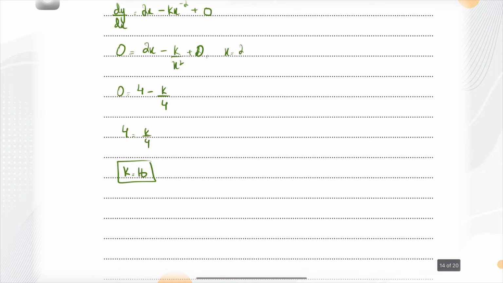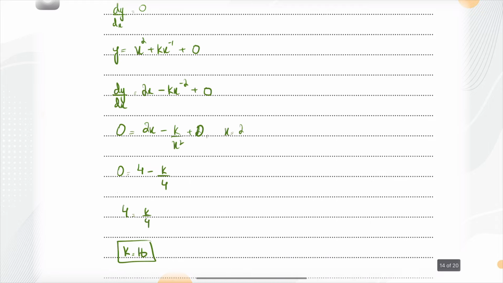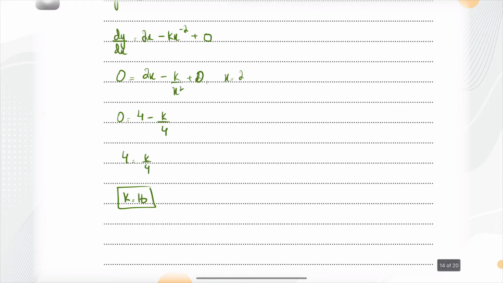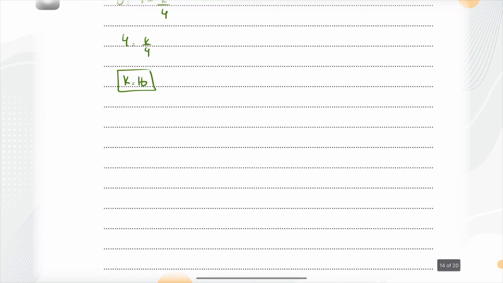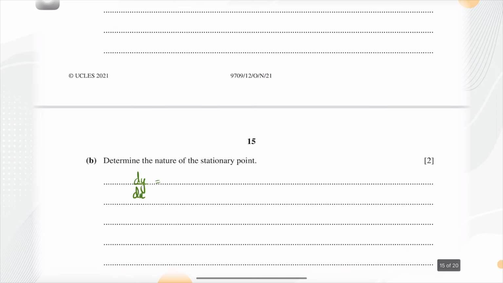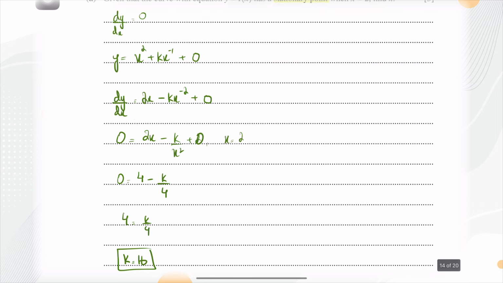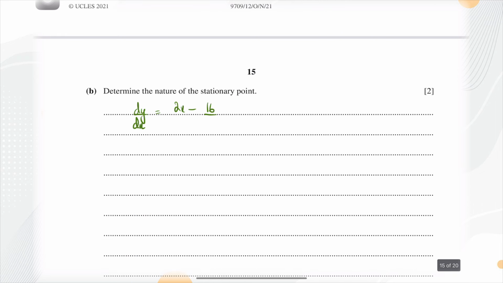3 marks. Okay, that's not bad. Then it says determine the nature of the stationary point. So we know what dy by dx is. dy by dx is equal to 2x minus 16 upon x squared. So that's what dy by dx is going to be equal to now.